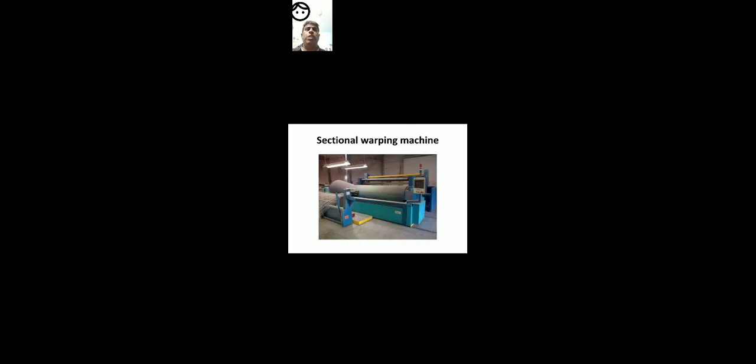so that warping is done perfectly. Third point, some amount of size will be removed from the warp during the process of sectional warping. In the sectional warping machine, some amount of size will be removed. So this is the sectional warping machine that we have seen.